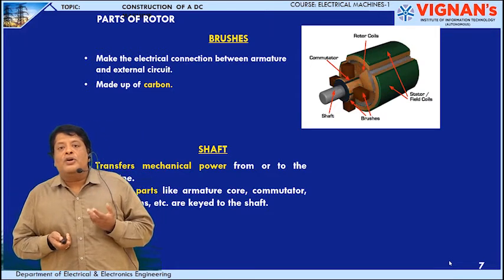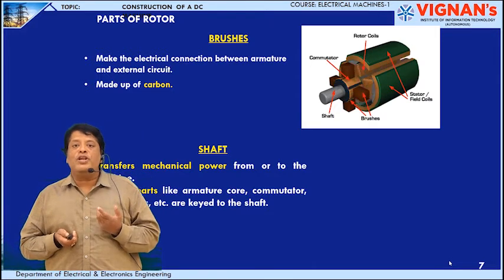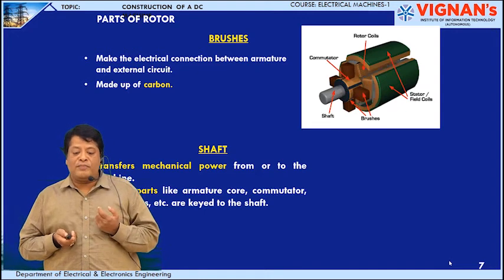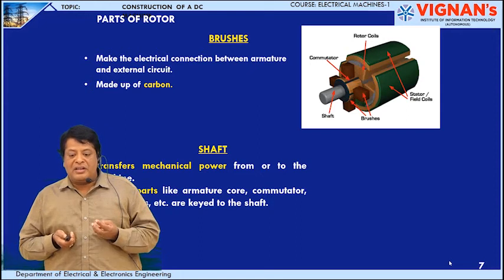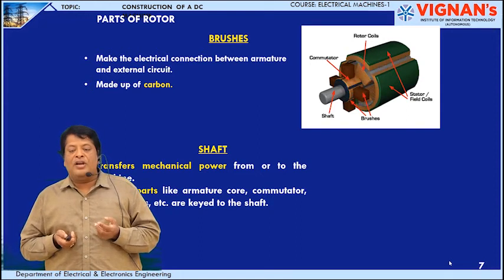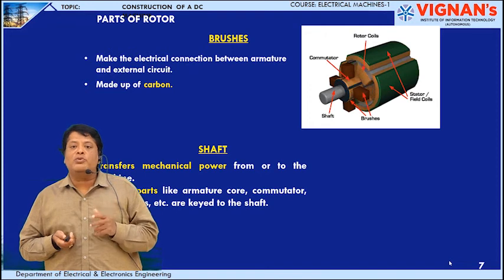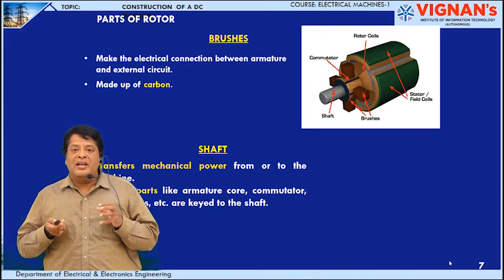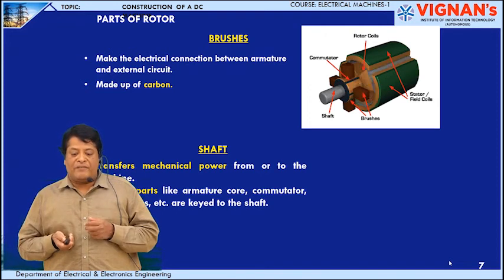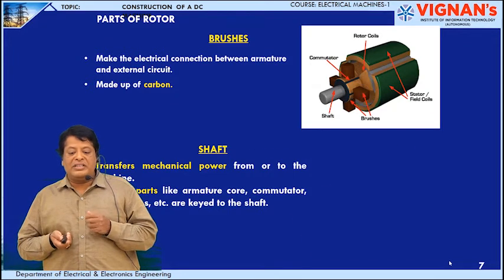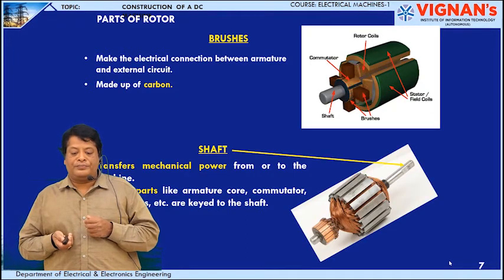Its nature is rotating. Through the shaft only we can give the mechanical input as well as take the mechanical output. The armature, commutator, and everything are mechanically supported by the shaft. You can see in the diagram also.